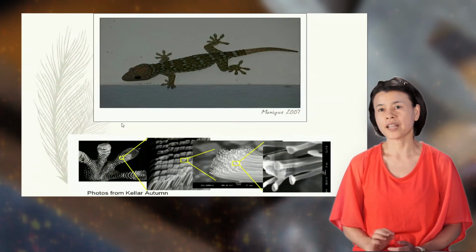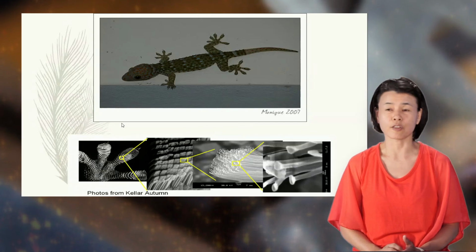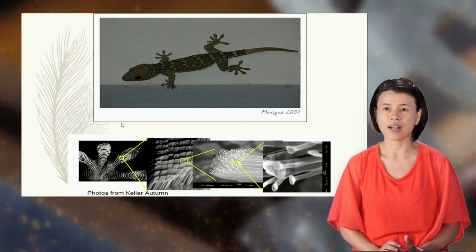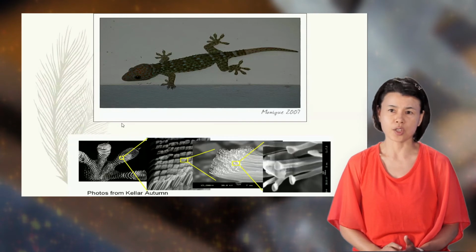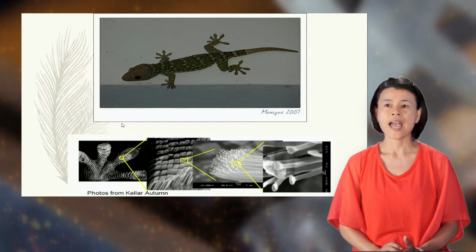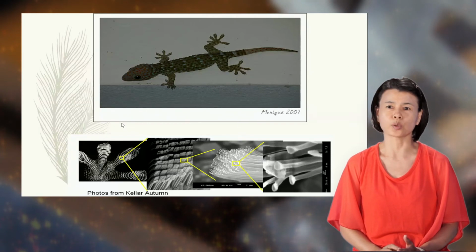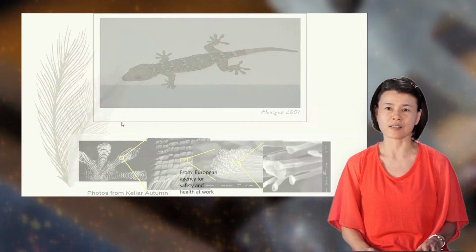Their feet have nanomaterials, as you may see in the photos. The nanostructures create tiny van der Waals force in each tiny nanostructure, and the tiny forces are accumulated and support a gecko to climb a glass surface.